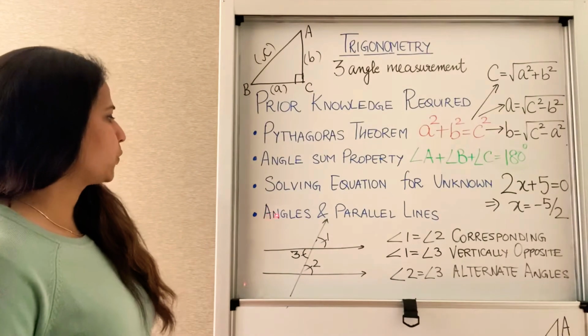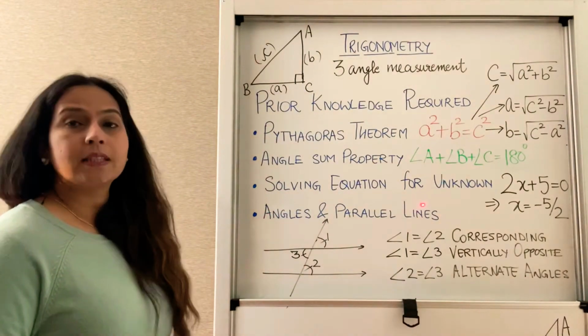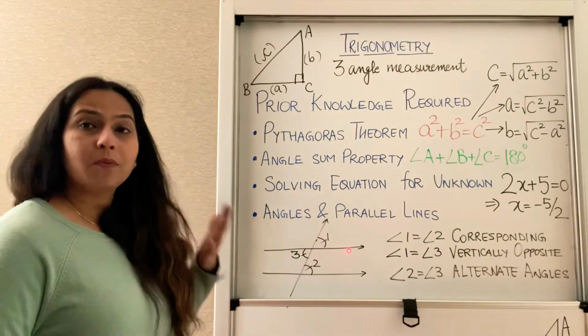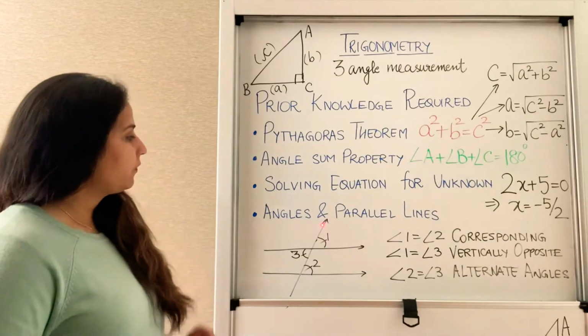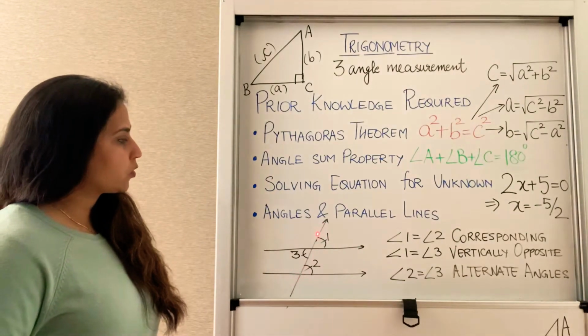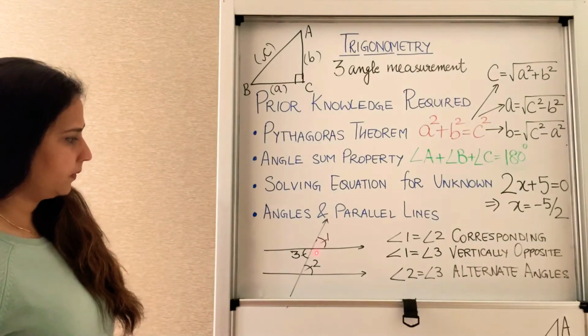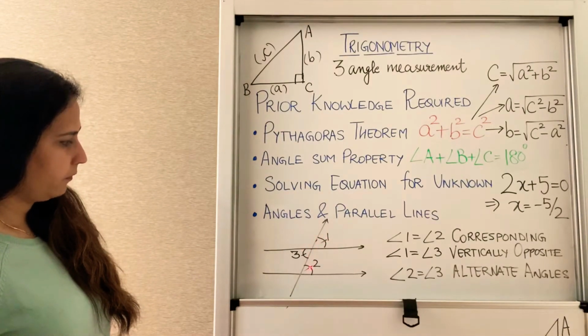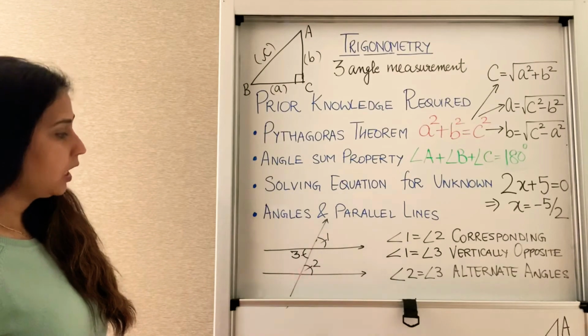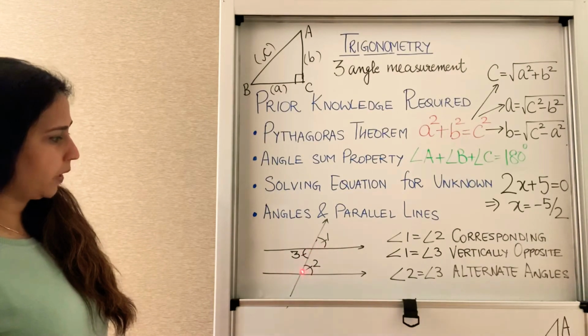The fourth concept which we need to know is the angles and parallel lines concept. Parallel lines are the lines which are never intersecting. And if they have been cut by a third line, which is called the transversal, it makes eight angles: angle 1, 2, 3, 4, 5, 6, 7, 8. For now, I've just marked 3 of the angles.